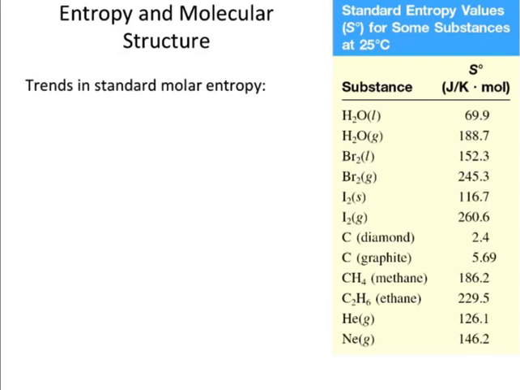Alright, so there's some trends here that we can pick out that are good to know because I think it's helpful for understanding how this concept of entropy works. So your standard molar entropy for gases is larger than liquids, which is larger than solids. You can see this in the table because if you look at the value for water versus steam, right? Steam has a much higher standard molar entropy. The same is true for bromine gas and iodine gas.